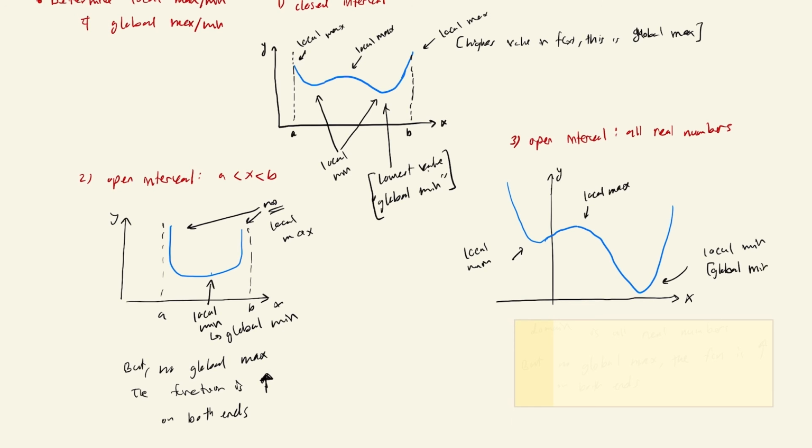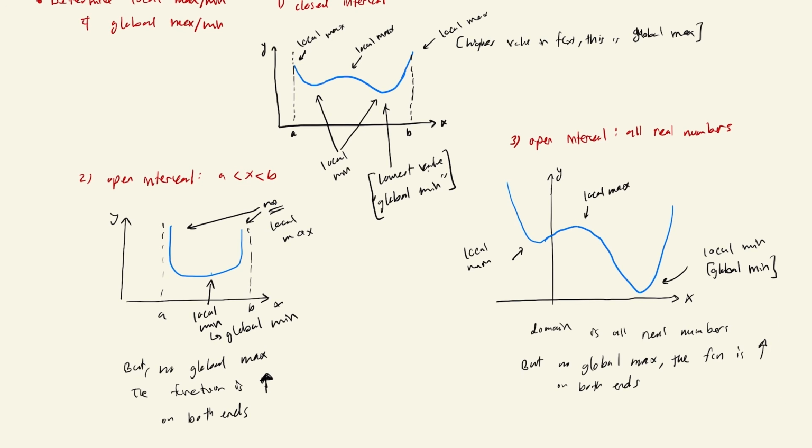Notice here at the lowest value of the function, where we have the local minimum, we also have a global minimum, since this is the lowest value in the function. And since the domain is all real numbers, what we notice in here is that as x goes to positive infinity or x goes to negative infinity, the function of x just keeps increasing. Therefore, we don't have a global maximum.